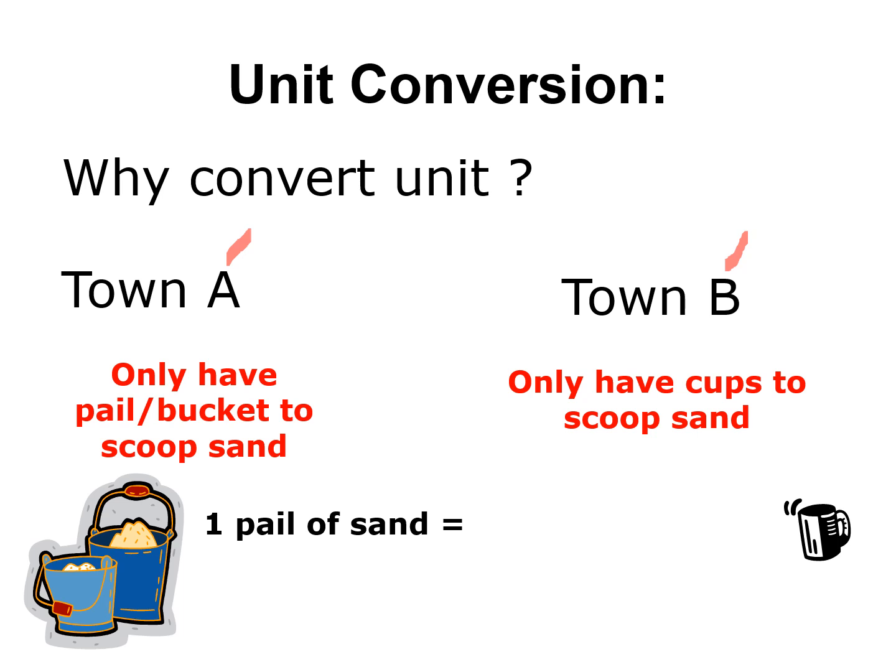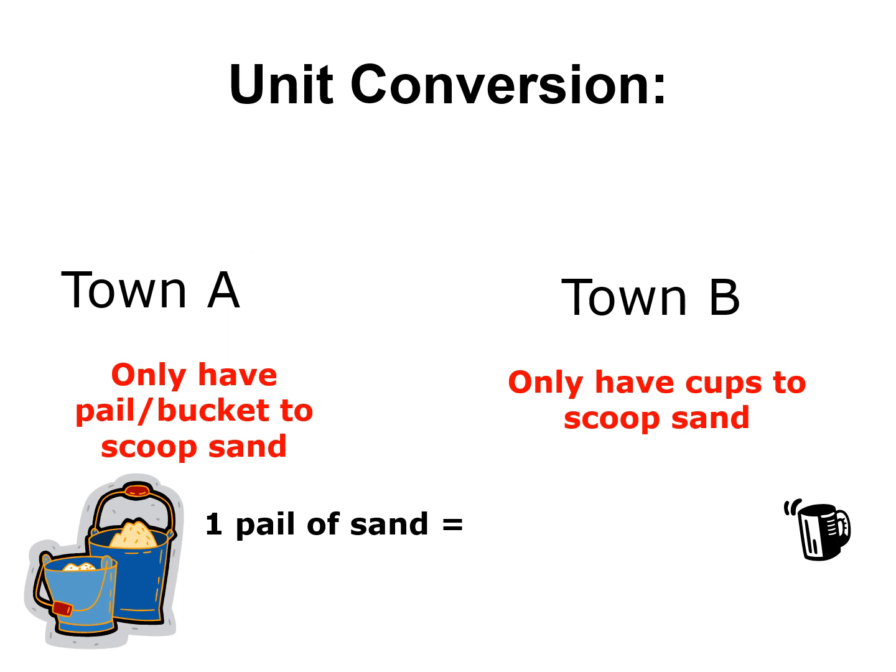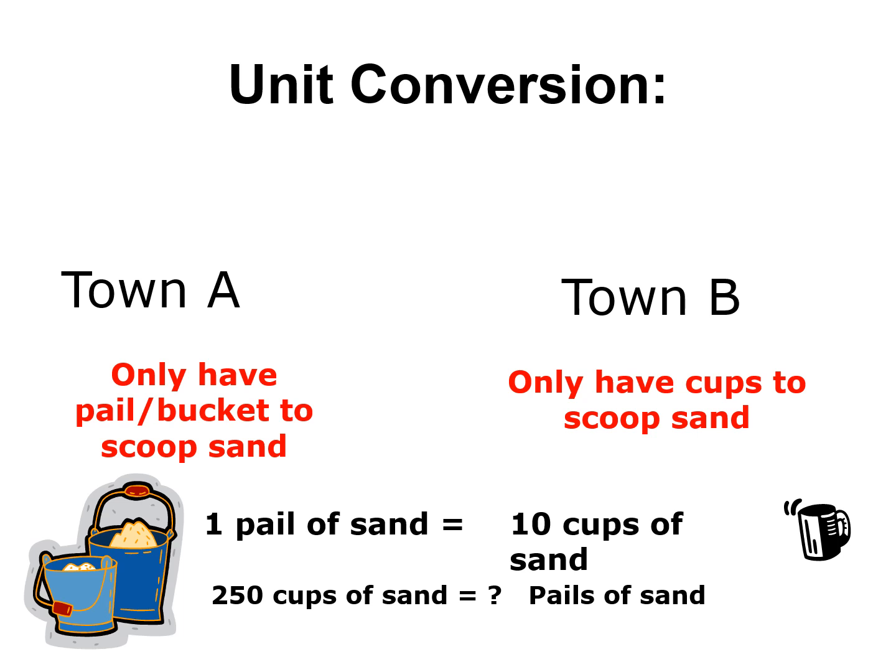So if town A wants to do business, nak hantar, or to send a bucket of sand to town B, it has to know what is the measurement used in town B. So when they communicated between town A and town B, they investigated, discussed and measured, and they found out that, for example, a pail or a bucket of sand is equal to 10 cups of sand. That is what they know now.